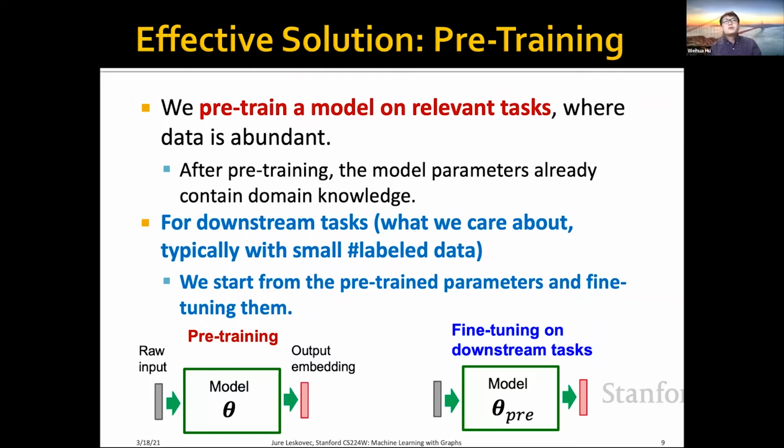A very effective solution to inject domain knowledge into a model is called pre-training. We pre-train a model on relevant tasks that are different from our downstream task, where data is abundant. After pre-training, the model's parameters already contain some domain knowledge. Once this is done, we can transfer the pre-trained parameters to the downstream task, which is what we care about and where we have a small amount of data. We start from the pre-trained parameters and fine-tune them on the downstream task.